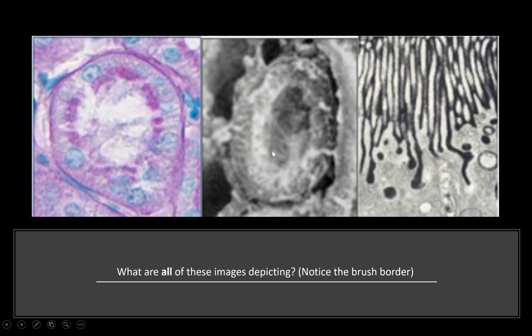Okay, so this is more kidney stuff. What are all of these images depicting? Okay, so they're all depicting the same thing. I've already told you this is in the kidney, so this is a tubule in the kidney. Okay, it's not the highest resolution, but hopefully you can figure it out. So you see we've got all this fuzzy stuff on the inside of the tubule. This is an EM of that fuzzy stuff.